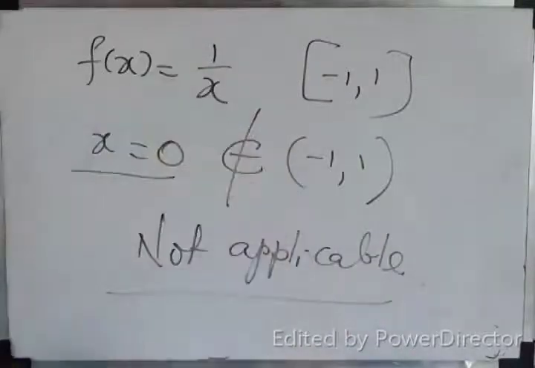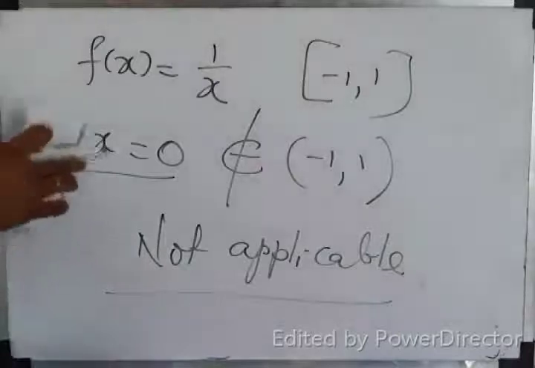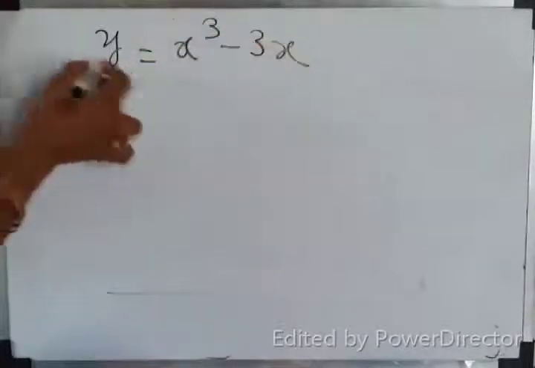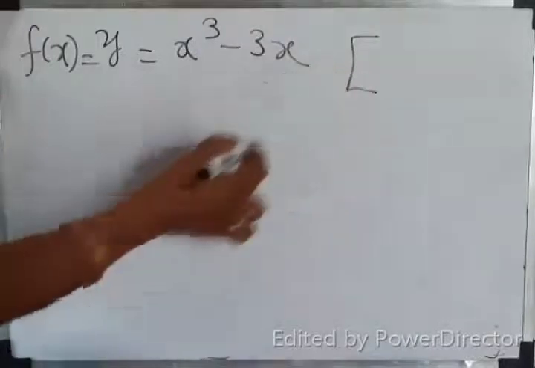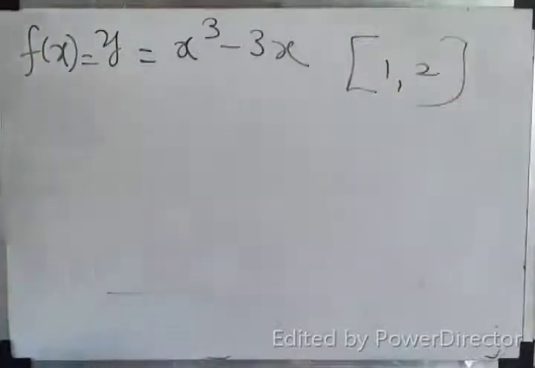Next question. Verify Lagrange's mean value theorem for the function y equal to, y means what? f of x equal to y equal to x cube minus 3x. You can write f of x equal to that in the interval 1, 2, right? Verify Lagrange's mean value theorem. Listen, or you write in a notebook.